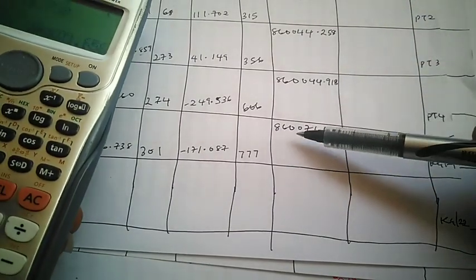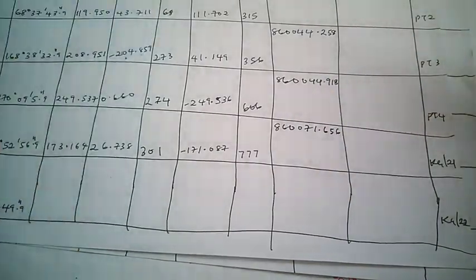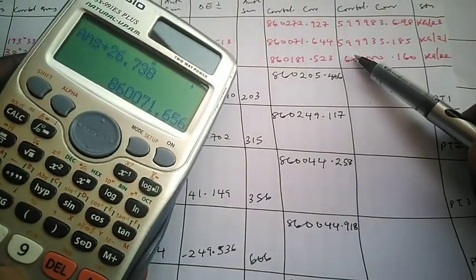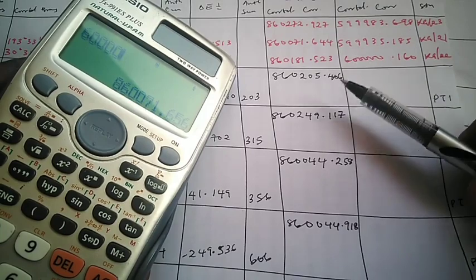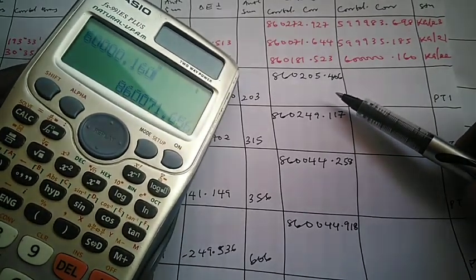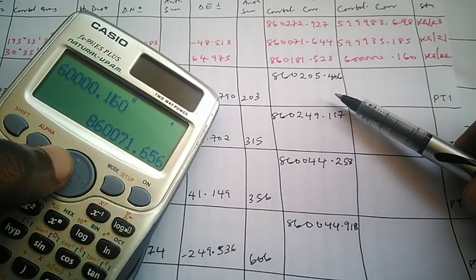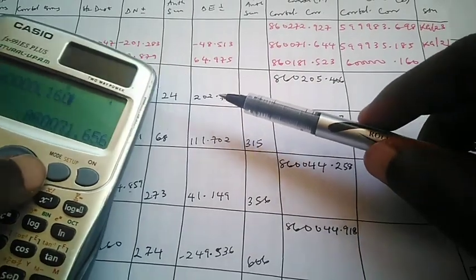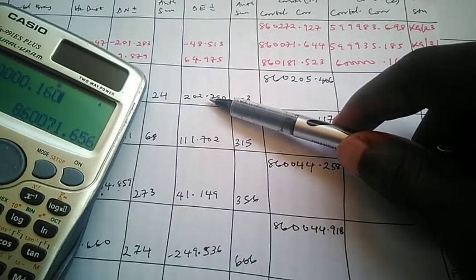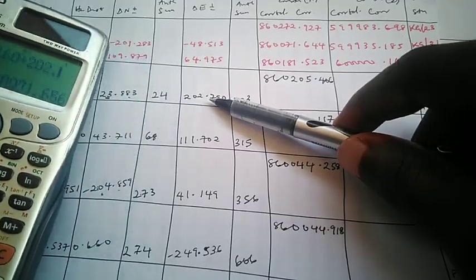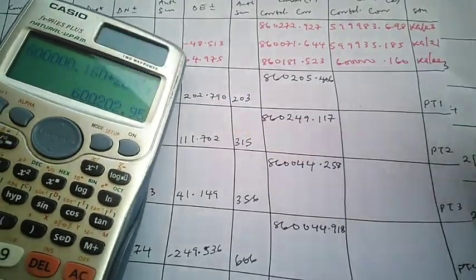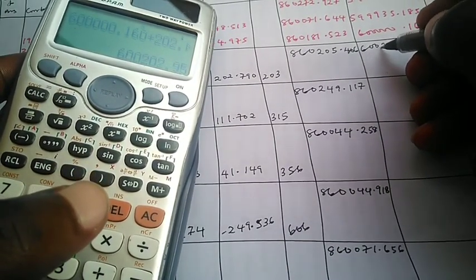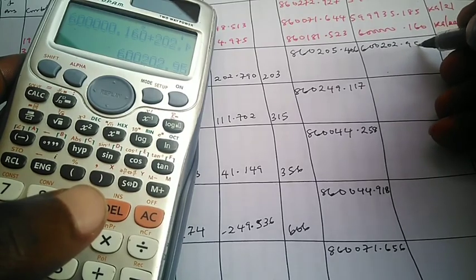So now let's come to the easting. We do almost the same thing we did. So we have 600,000.160, then plus 202.790. So we have 600,202.950.